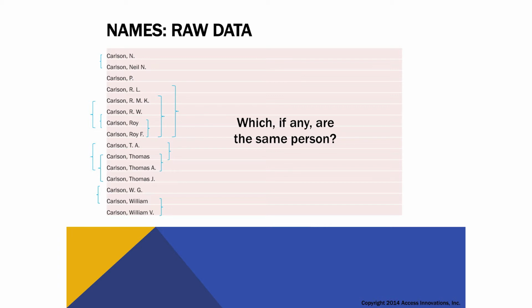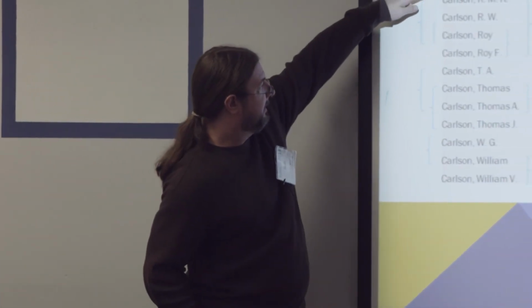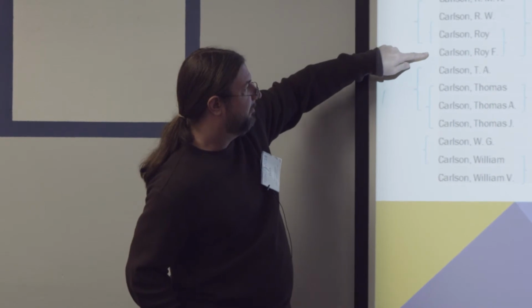So again, we have raw data. I pulled a random sample of raw data. So we have N. Carson, Neil N. Carson, same guy? Maybe they know each other, and the reason the one guy goes by Neil N is so he doesn't get confused with the other guy. P. Carson, R.L. Carson, M.K. Carson, R.W. Carson, Roy Carson. So Roy could be any of these, but he could be Roy F., but maybe not.